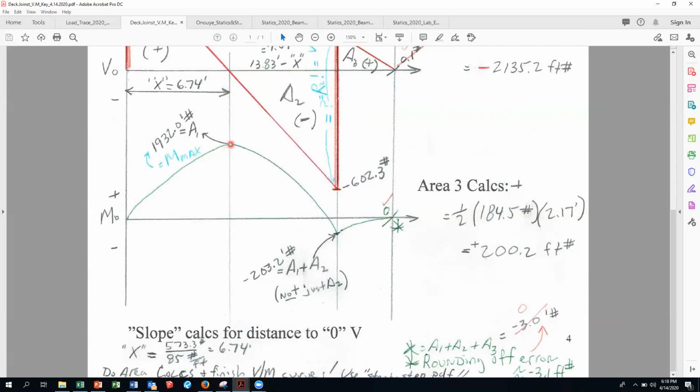So again, 2 ways of describing it. This is area 1. This is area 1 plus area 2. This is, in other words, all the areas to the left on the shear curve. And this is the summation of all the areas to the left of this point. Or this value is whatever the moment is here plus that area 2. So look for that pattern. That's the key.